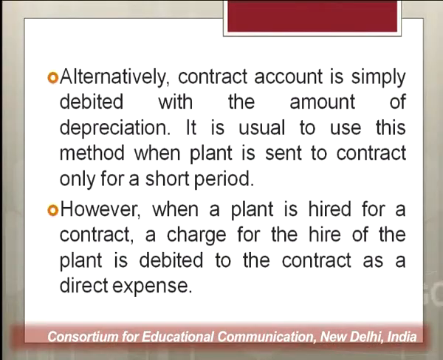The one method I have said is you charge 50 lakh rupees on the debit side of the contract account, and then at the end of the period, the plant value is credited to the contract account. The difference of the two is the cost under the contract accounting, right? Or simply we can directly show the depreciated figure of 20 lakh rupees. So alternatively, the contract account is simply debited, as I have just said, with the amount of depreciation. It is usual to use this method when plant is sent to a contract only for a short period.